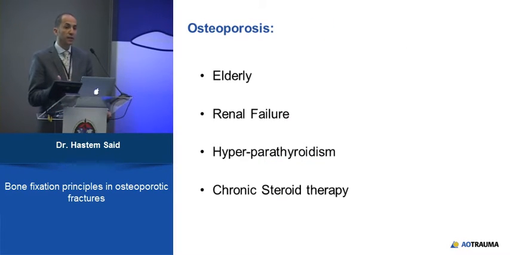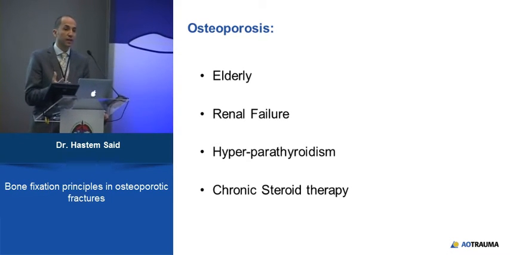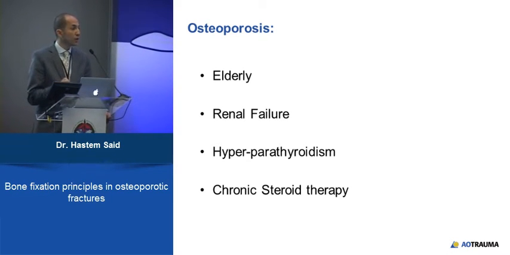So it's not only the elderly, but sometimes renal failure, or hyperparathyroidism, which is unrecognized and untreated. Sometimes we discover the hyperparathyroidism when the patient comes with the fracture. So you have to realize, if it's not in the elderly, you have to be thinking of what's the cause of this severe osteoporosis, and of course chronic steroid therapy.